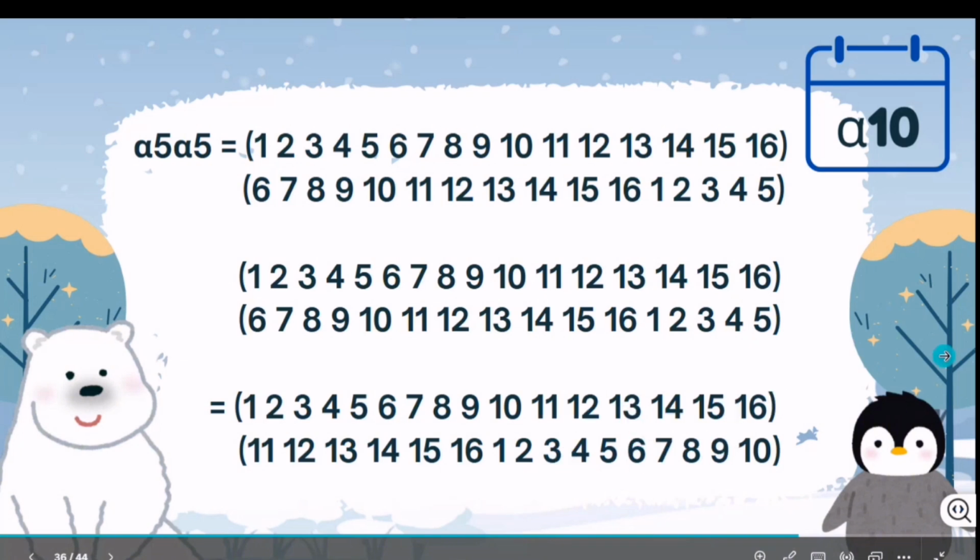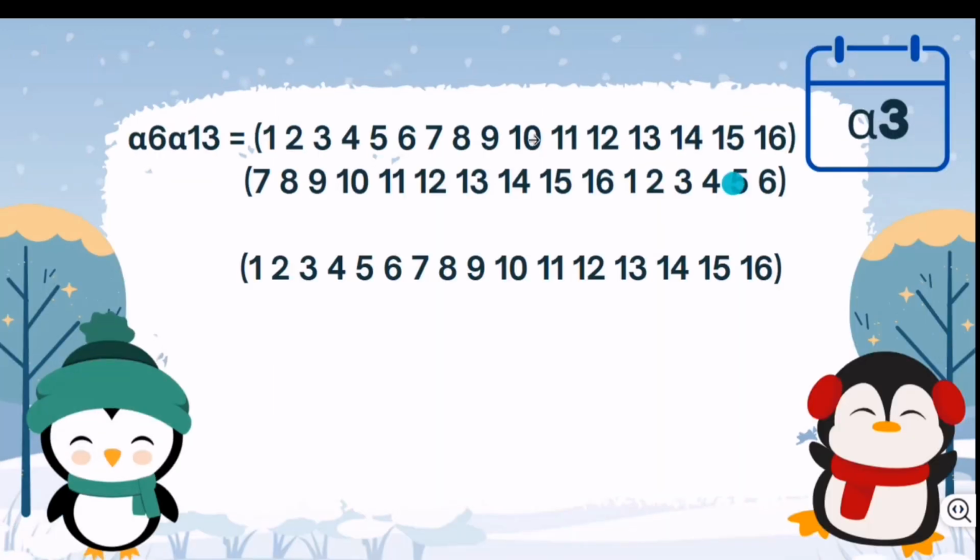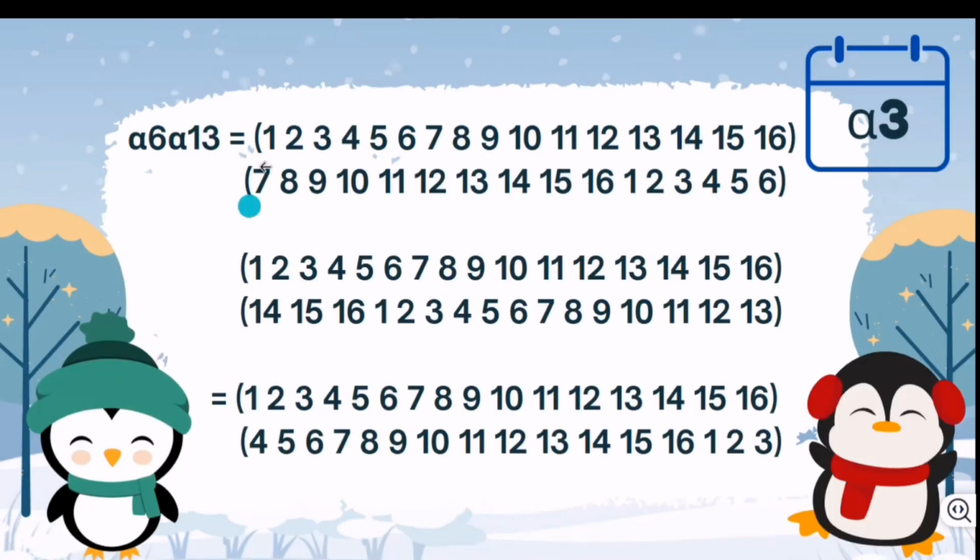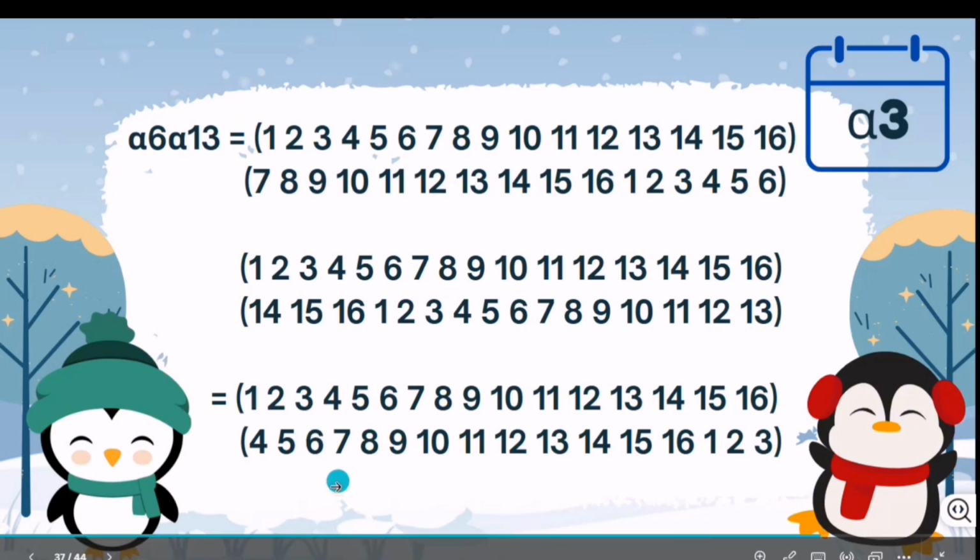And we have alpha sub 6 star, or the combination of alpha sub 6 and alpha sub 13. The result is alpha sub 3, which is equal to 1 to 4, 2 to 5, 3 to 6, 4 to 7, 5 to 8, 6 to 9, 7 to 10, 8 to 11, 9 to 12, 10 to 13, 11 to 14, 12 to 15, 13 to 16, 14 to 1, 15 to 2, and 16 to 3.